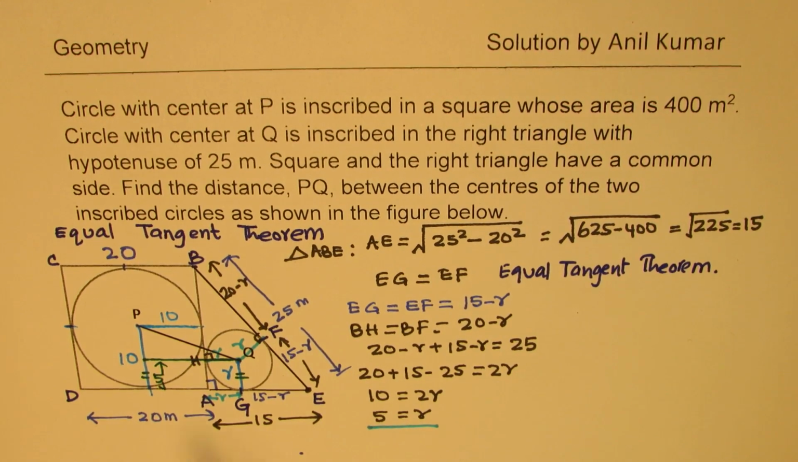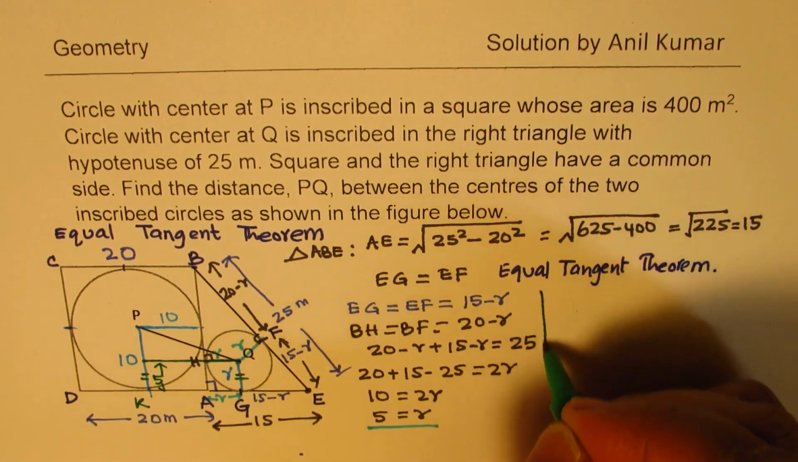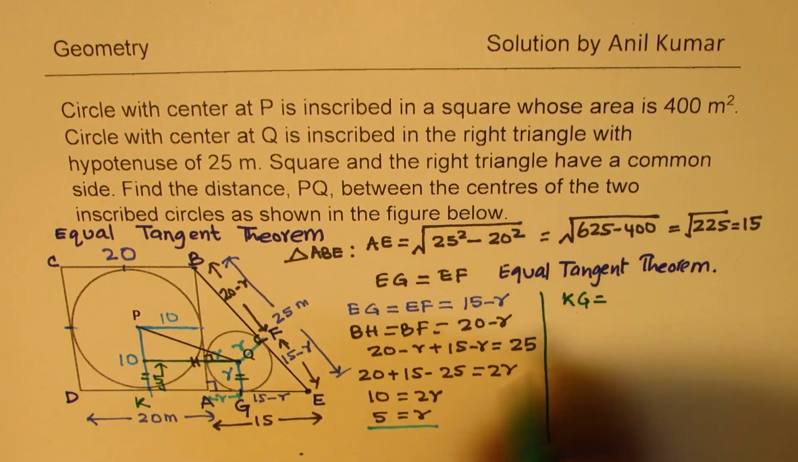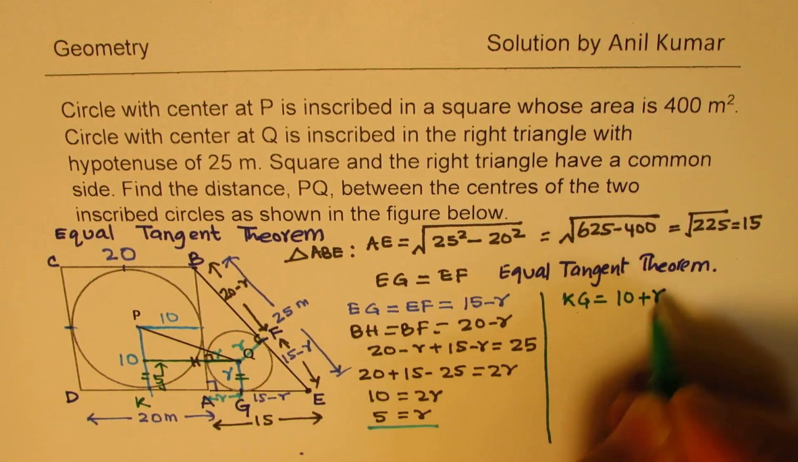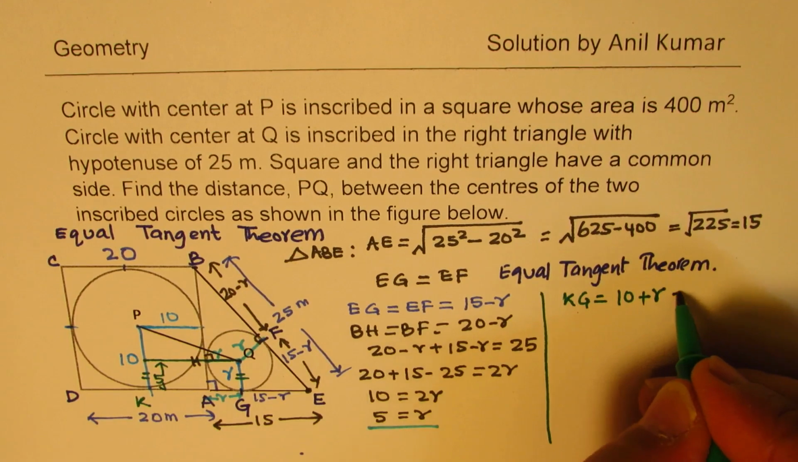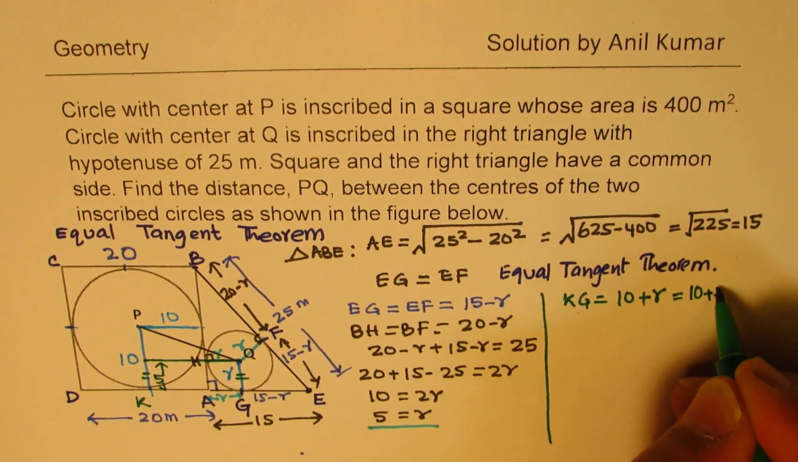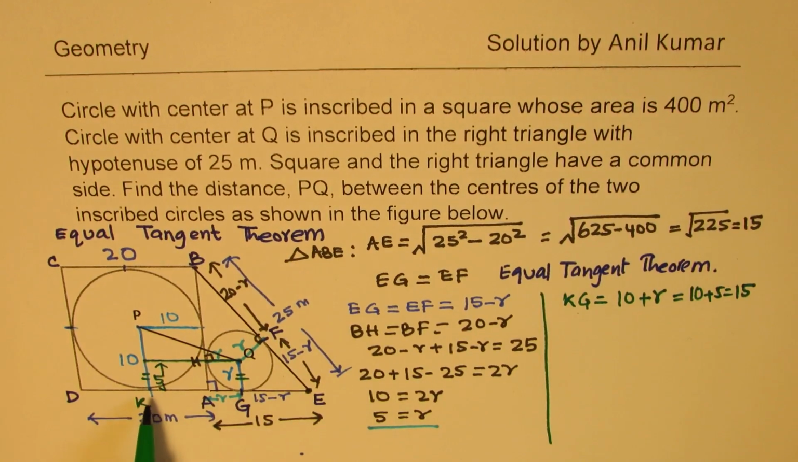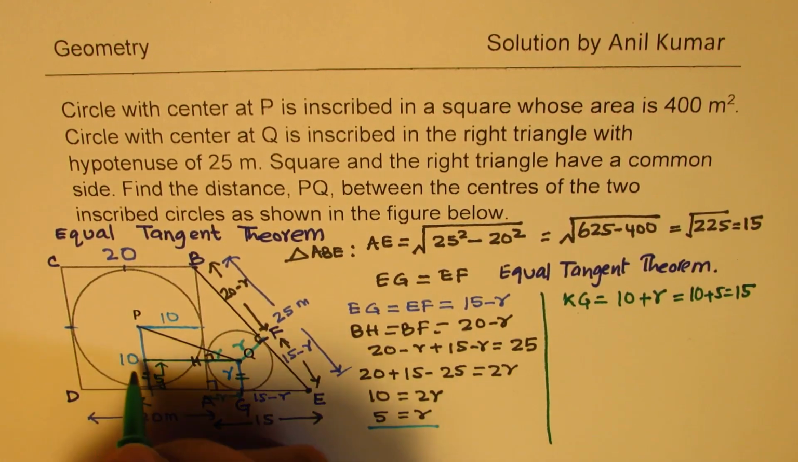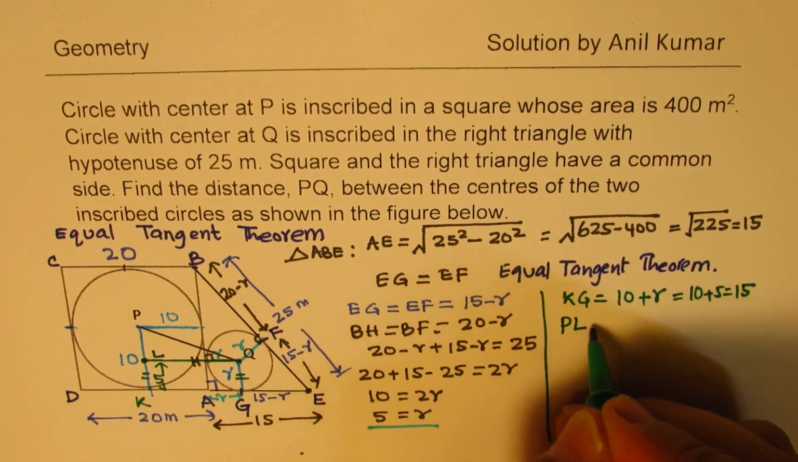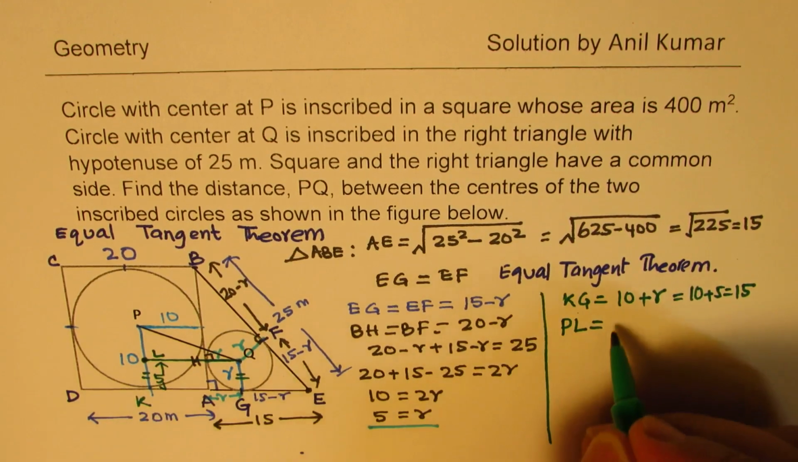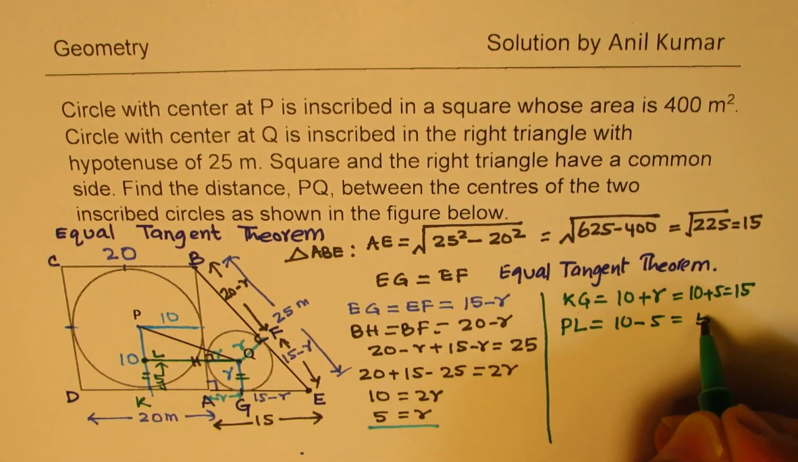And we also know that from the midpoint, let's call this point K. Now K to G, let's write it here. K to G is basically equal to 10 plus R. In this case, R is 5, so it is 10 plus 5, which is 15. So KG is 15, and let's call this point L. And P to L is basically 10 minus R. It is 10 minus 5, which is 5.